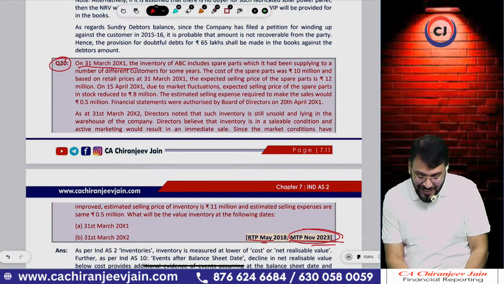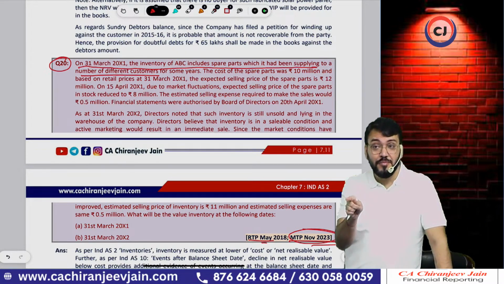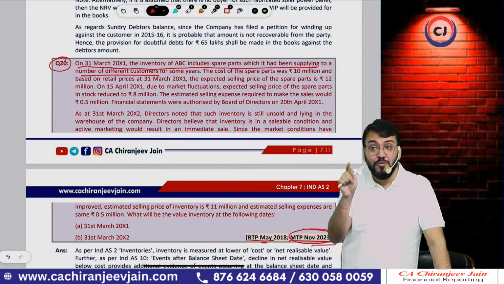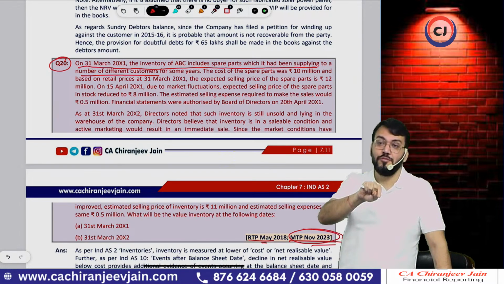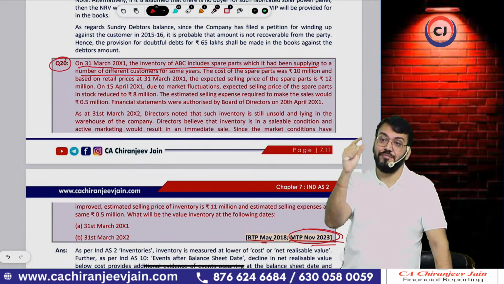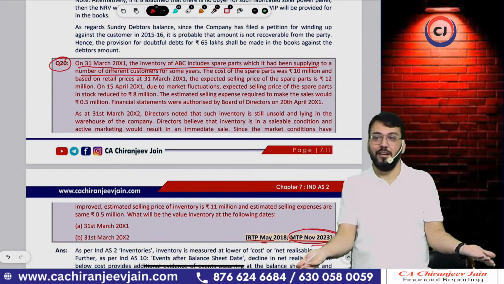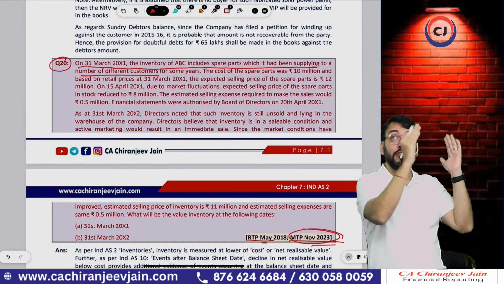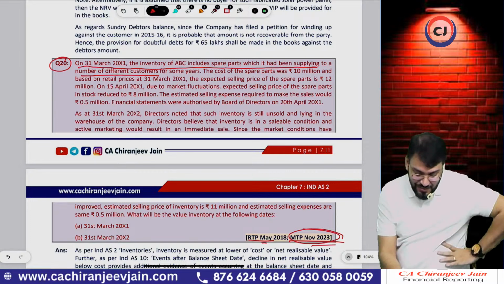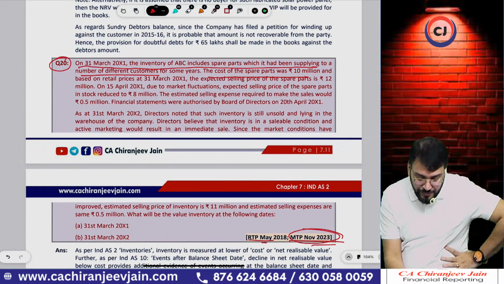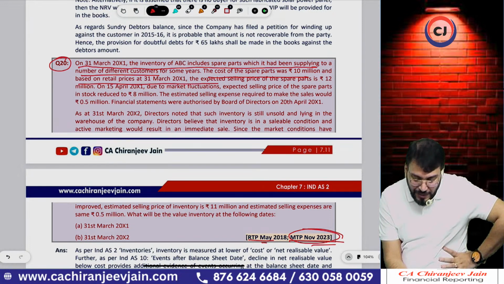On 31st March 2001, the inventory of ABC Limited includes a spare part which it had been supplying to a number of different customers. This spare part is held for sale. This is not a spare part held for use, which I have seen as spares and loose tools that are held for use but become inventory as per Ind AS 16. This is a spare part held for sale, so that is inventory only. The cost of the spare part was 10 million, and based on the retail price at 31st March 2001, the expected selling price is 12 million.